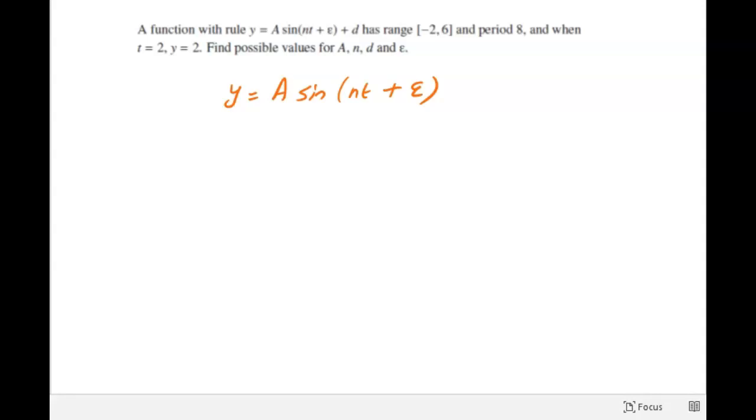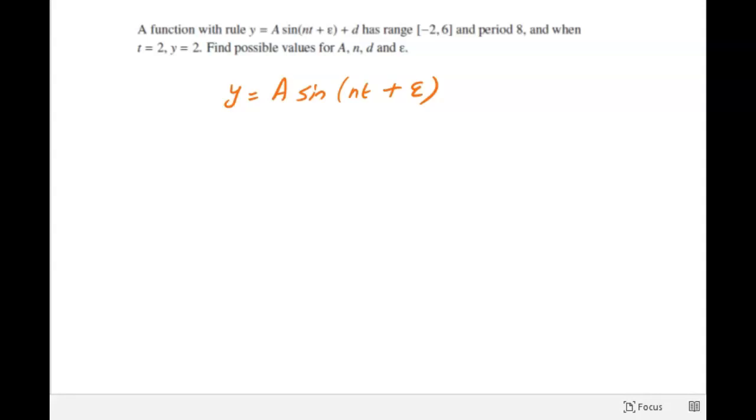I could be totally wrong, but it might not have any other value other than 1. That's got to come from our period. We also have to take into account that e is not a straightforward horizontal shift in this case.